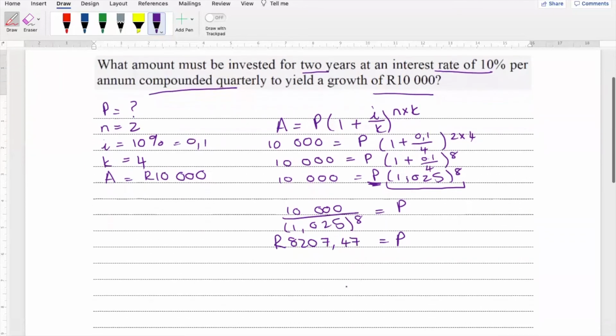Okay. Now, what I want to show you is why I wanted to do this a bit differently. What your textbook has shown you is this formula. P is equal to A(1 plus i over k) to the power of negative nk. Now, if you can remember that, that's really great. But for me personally, I like to take the easy way out, if I'm being honest.